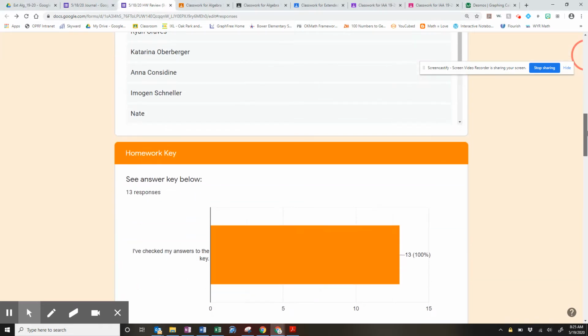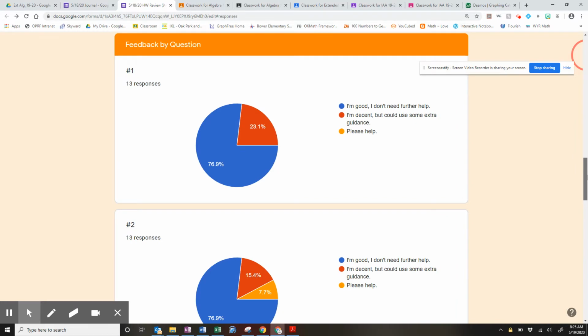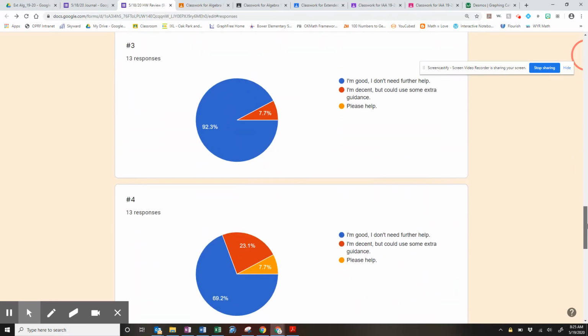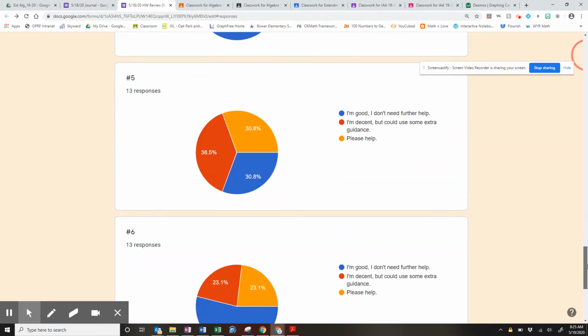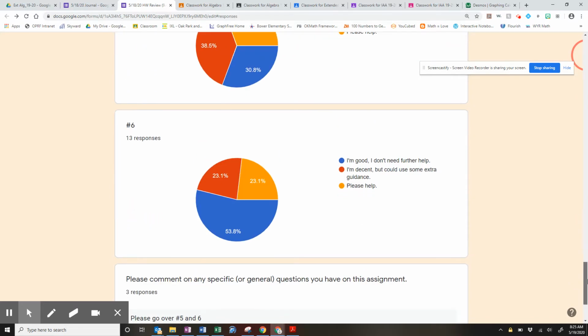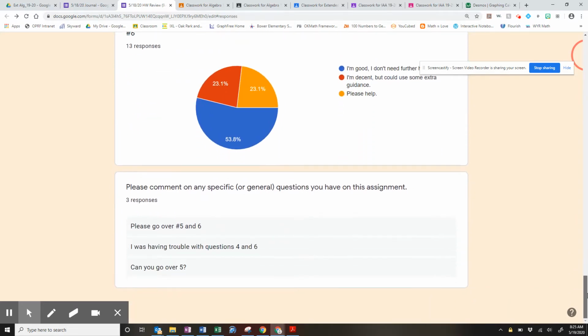Okay, so scrolling down, there were only 6 questions. 1 looks good, 2 looks good, 3 looks even better, 4 looks good. We struggled with 5. We struggled with 6, and it's kind of what I expected. So, questions here are: please go over 5 and 6. Having trouble with questions 4 and 6, and can you go over 5?